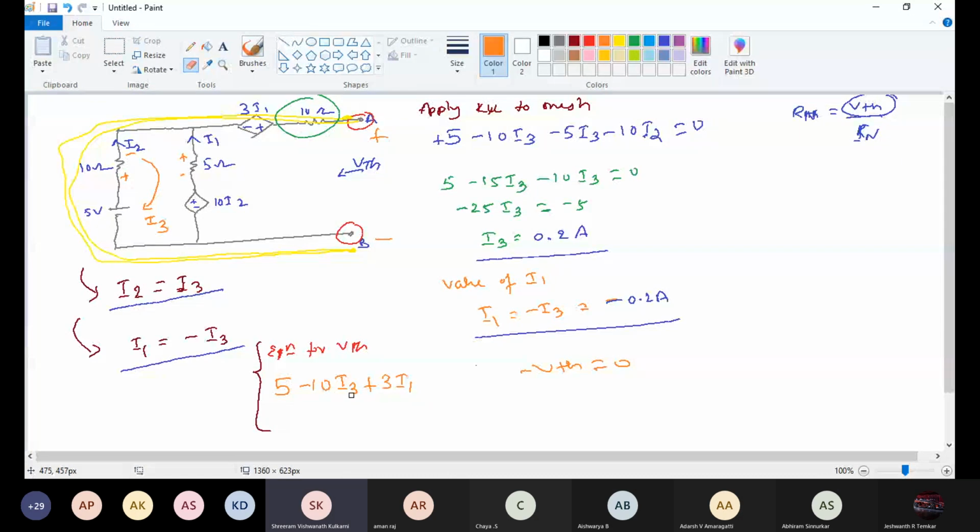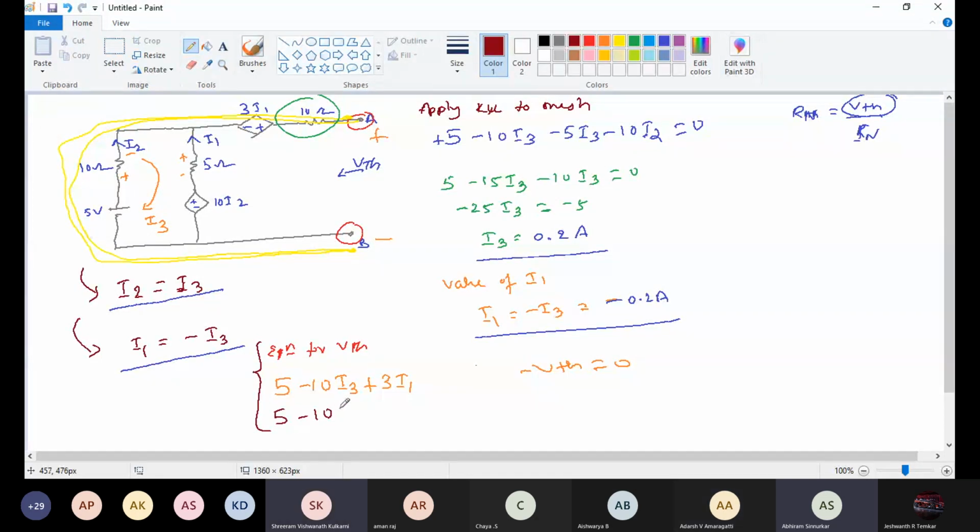We know I3. I'll write here 5 minus 10. Everyone understood this, right? Why didn't I consider this 10 ohm resistance? Because the voltage across this 10 ohm resistance is 0, because there is no current flowing through it, because this is the open circuit. Everyone got this, right?